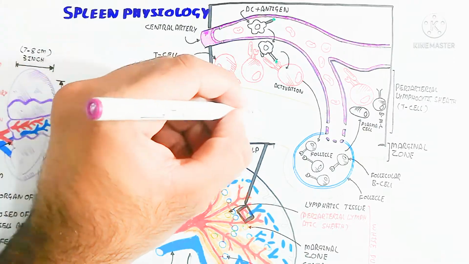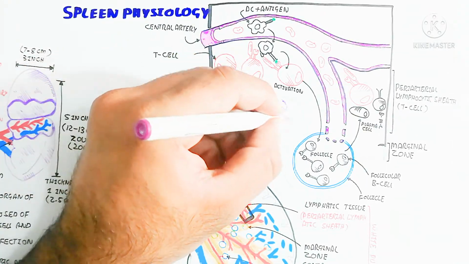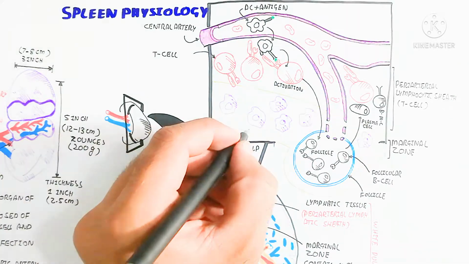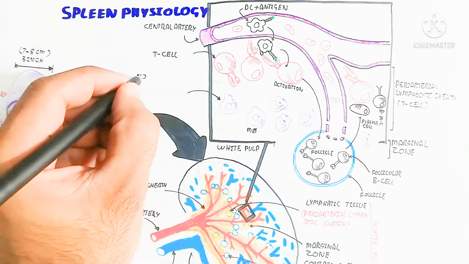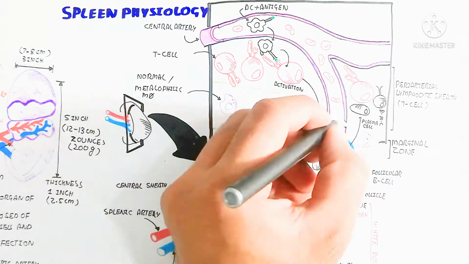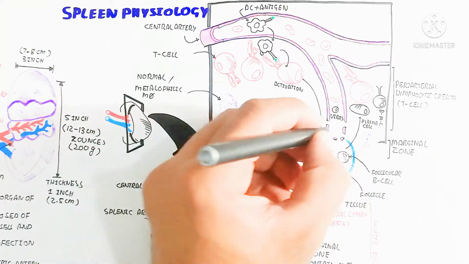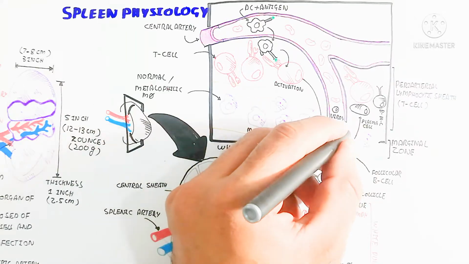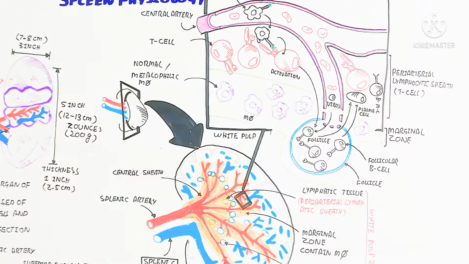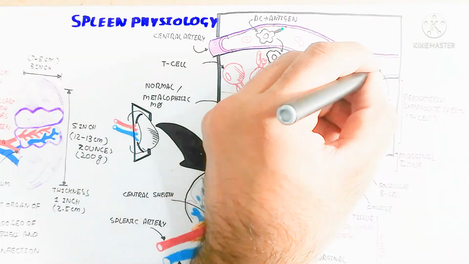This follicular B cell will be activated to produce plasma cells and B memory cells. While here is the marginal zone, this marginal zone contains a macrophage. This macrophage is basically the metallophilic macrophage. The metallophilic macrophage we will discuss later in this video.